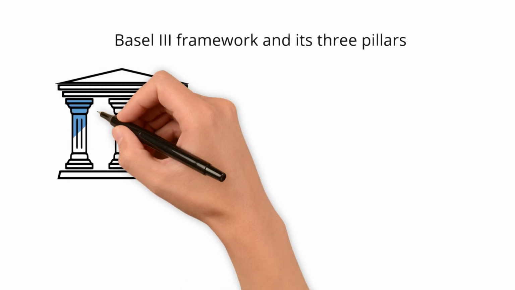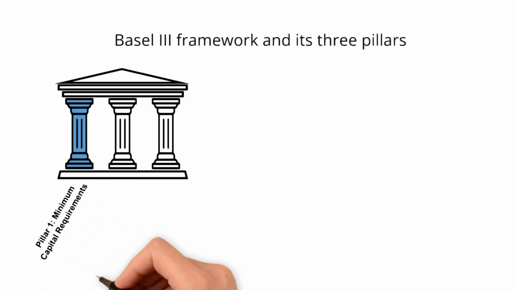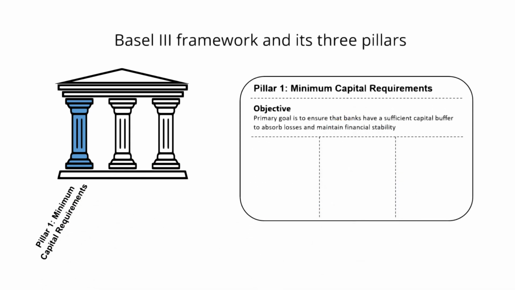Let's start with Pillar 1, minimum capital requirements. What is the objective? Pillar 1 establishes the minimum capital requirements that banks are required to maintain to cover credit and market risks, among others. The primary goal is to ensure that banks have a sufficient capital buffer to absorb losses and maintain financial stability.